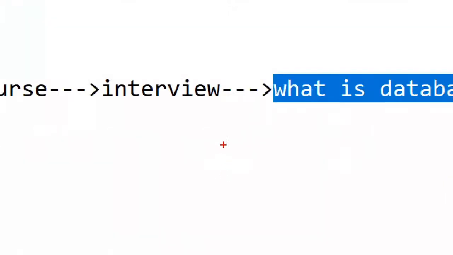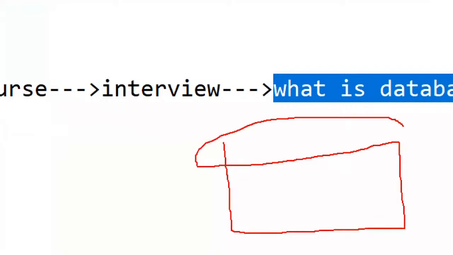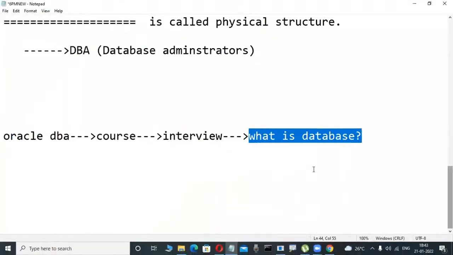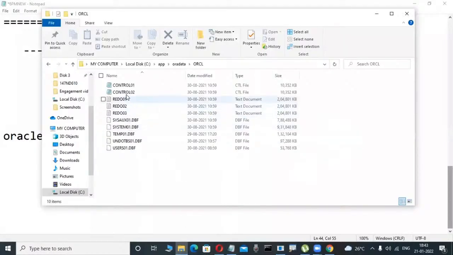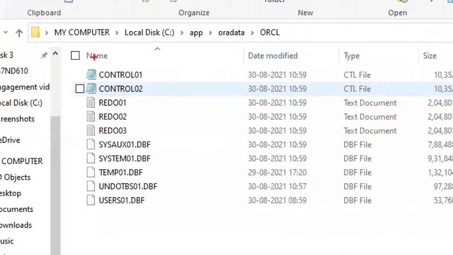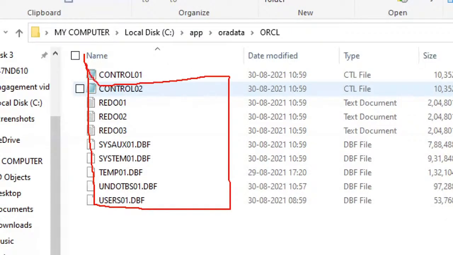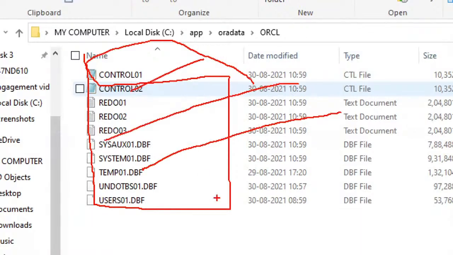Whenever I install Oracle software, some physical files are automatically created on the disk, and they are visible: data files, control files, redo log files. That's why, for a database administrator, a database is a collection of data files, control files, and redo log files, and that is the original. There is a physical side in the C drive, D drive, and here the data is actually stored.